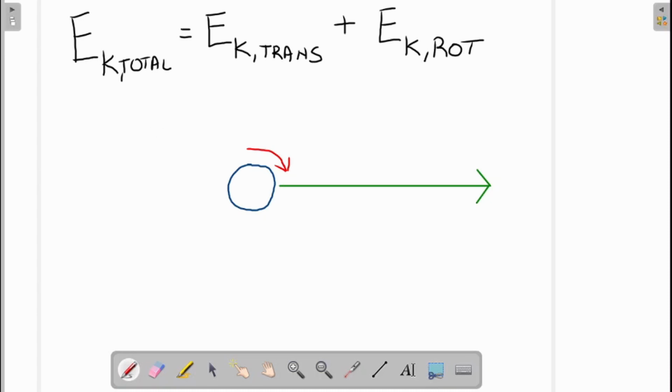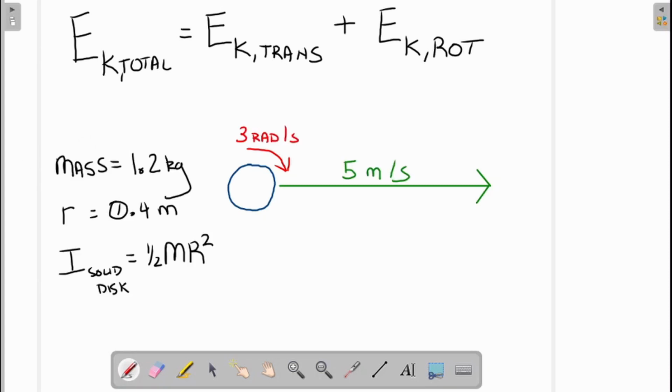So how does this work? How do we calculate this going forward? Well, it's fairly simple. If we know the mass and the radius of an object, and we know its angular velocity and its translational velocity, we can calculate its total kinetic energy. In this case, I have a solid disk rotating. I've provided the moment of inertia for you to go through and calculate the total kinetic energy of the system. Go ahead, give it a try, check back when you're done.